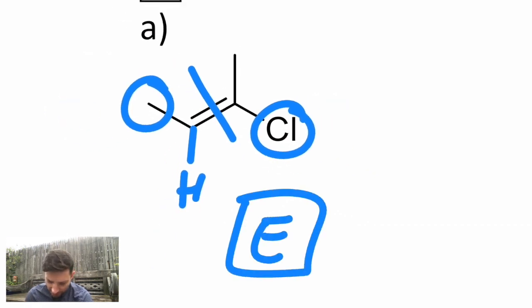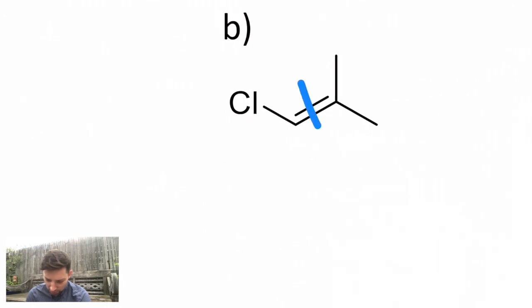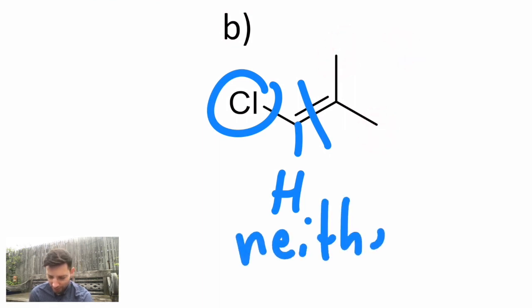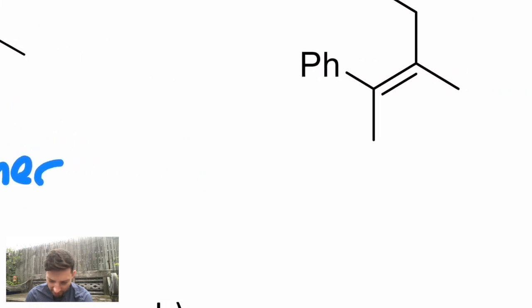Right next to it, if I cut the alkene right down the middle, chlorine beats H. Who wins, methyl or methyl? It's a tie, so this is neither. You can't classify that as E or Z, so only use it when it's relevant. The third one, cut the alkene in half.